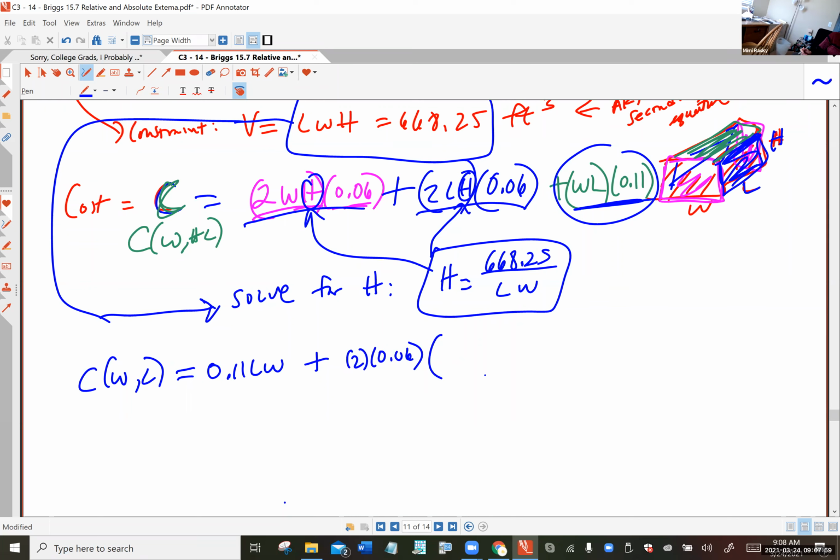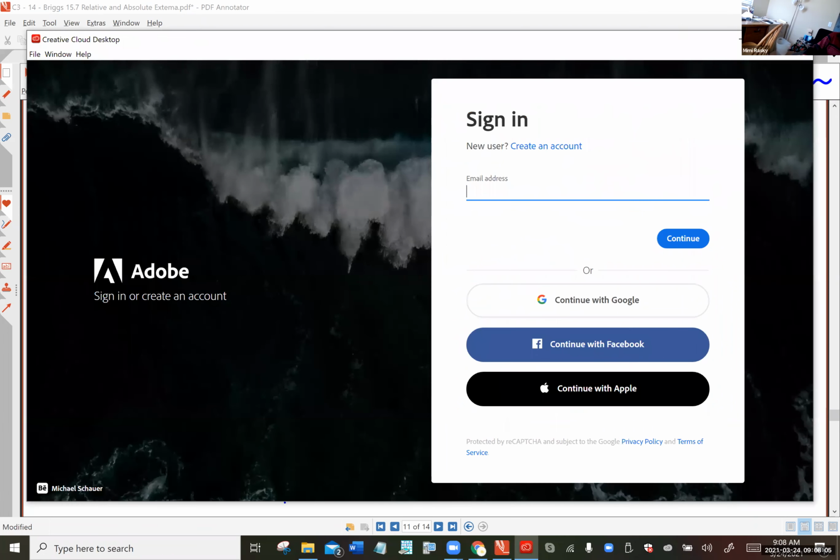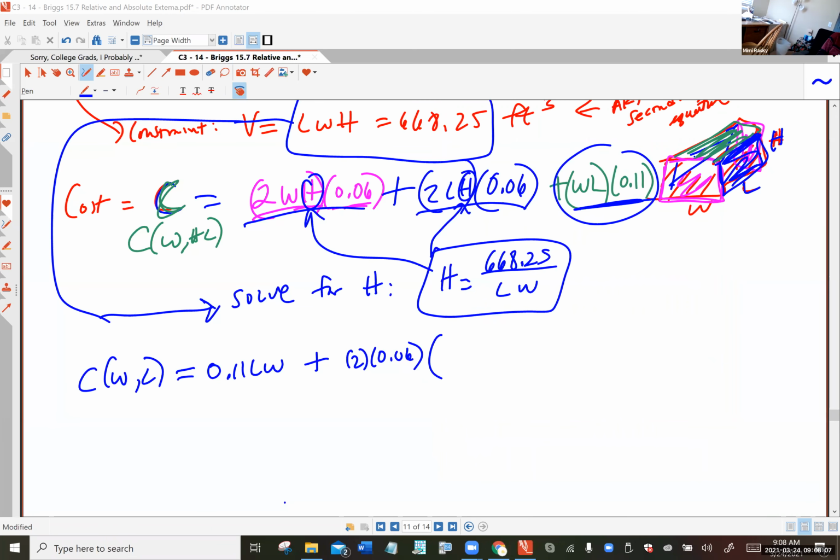And then what? Well, for the first term I'm going to have W times the H, and so the H is 668.25 divided by LW. Plus, I'm going to factor this out, so I'm going to pull this out, plus the other term, which we also factored out, the 2 and the 0.06.